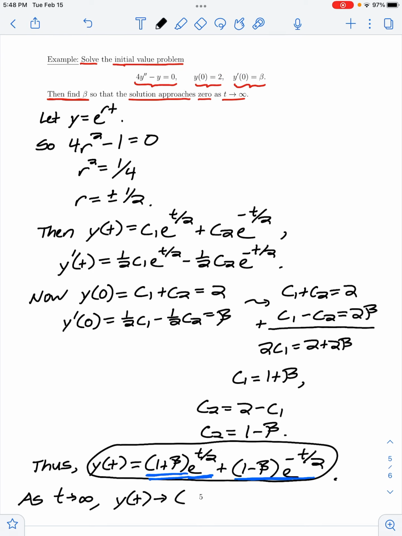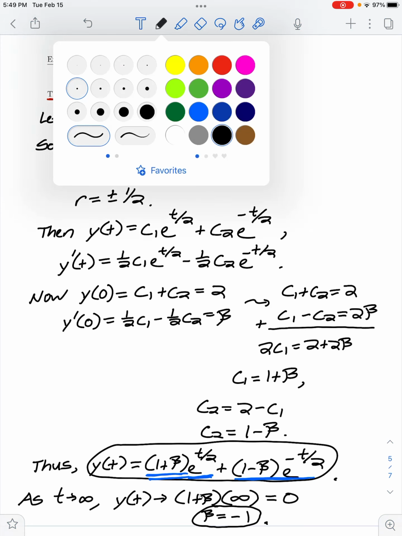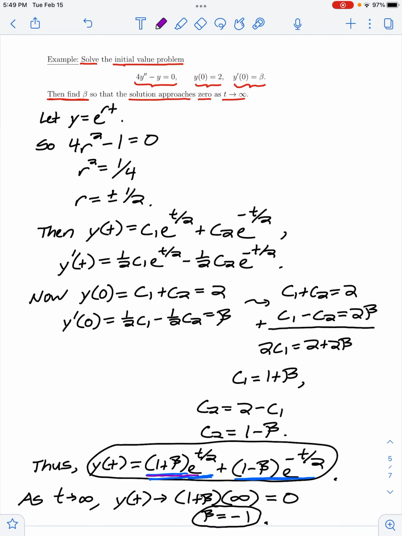So here our function is approaching something like 1 plus beta times some number which is becoming infinitely large. And the only way to ensure that we get a 0 limit there is to take our beta value as negative 1. If beta is negative 1, then this first term, which involves the exponential growth, disappears altogether, and we're only left with the exponential decay term, which guarantees that our solution will approach 0.